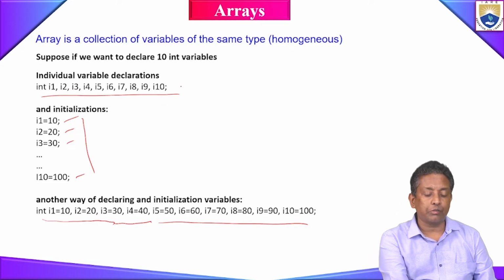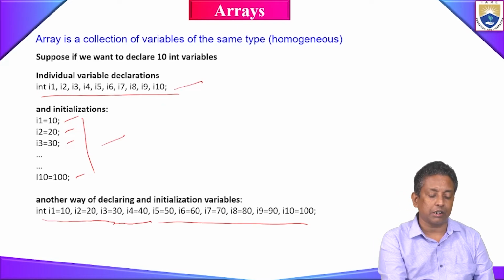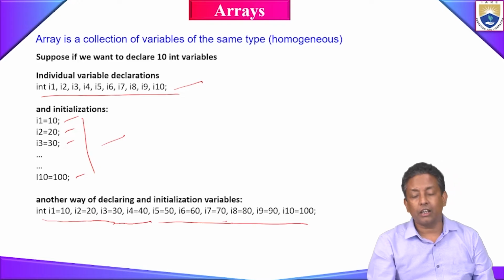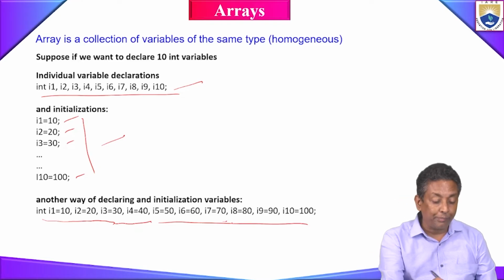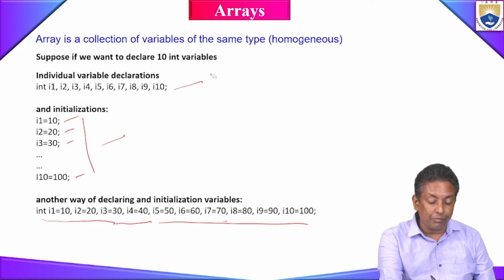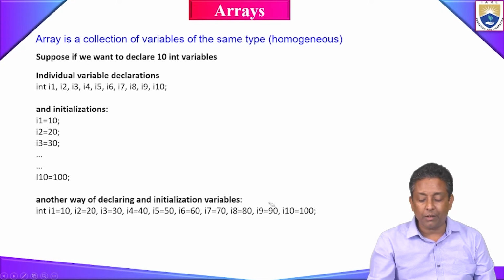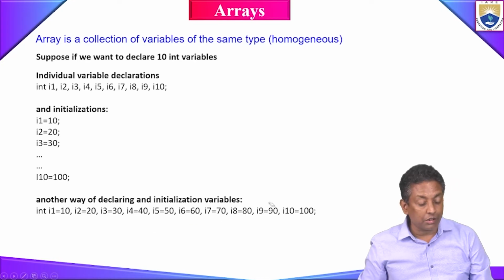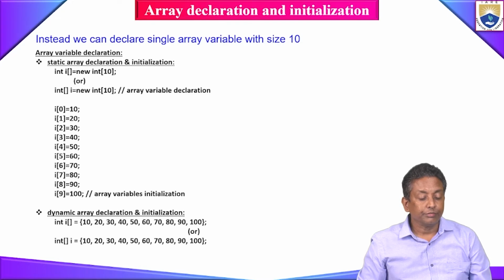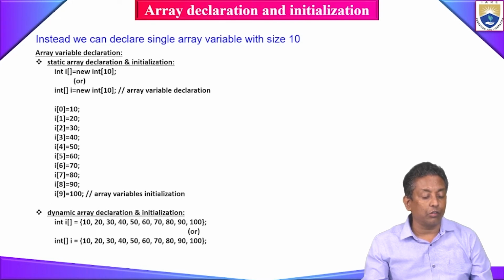Here what we are doing is we are declaring first and then we are initializing. Here we are both declaring and initializing in one line. But the length of the line increased to declare more number of variables of the same type. So how do you reduce these lines of coding? With the help of an array we can do this.